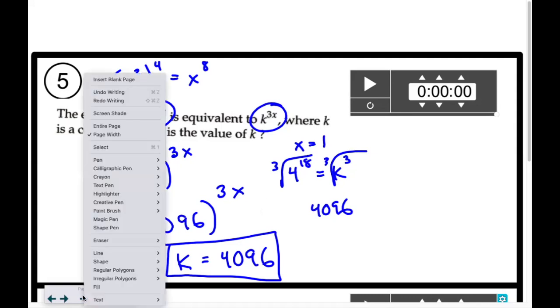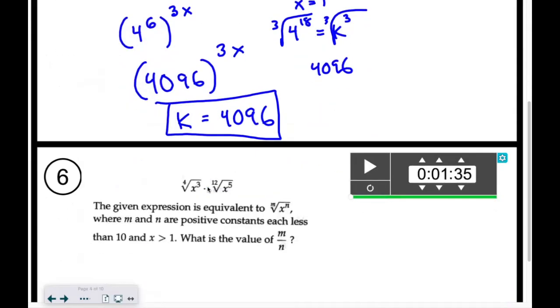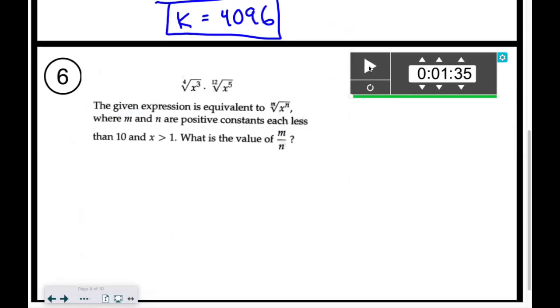All right, let's go on to number 6. So we got another kind of radical exponent problem. This one is in radical form and the answer's in radical form, so it seems like it would probably make sense to stick to radical form. The problem is we can't multiply these because the radicals are different. And there is definitely a way to turn this into the 12th root.